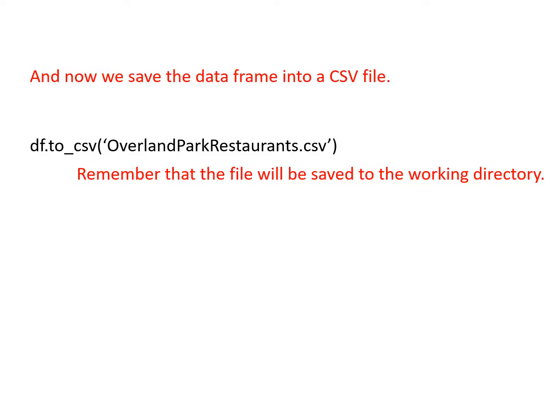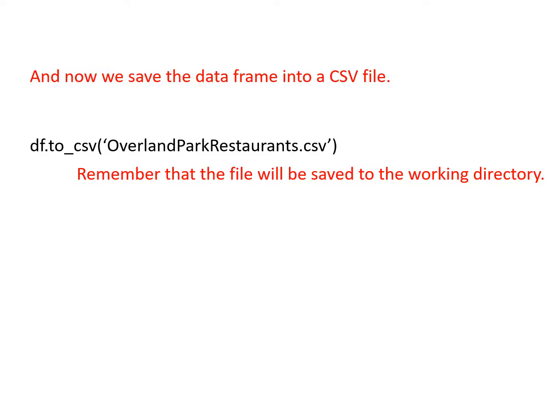Now that we have that, we could do a lot more with it, but this is all we're doing for this example, just to show you how you get this data. Now we can save that into a CSV file if we want to. So we could say df.to_csv and then name the CSV file. Remember that if you're using Spyder, just check to make sure that you have the working directory set where you want to save your file, and then it will save the file there.